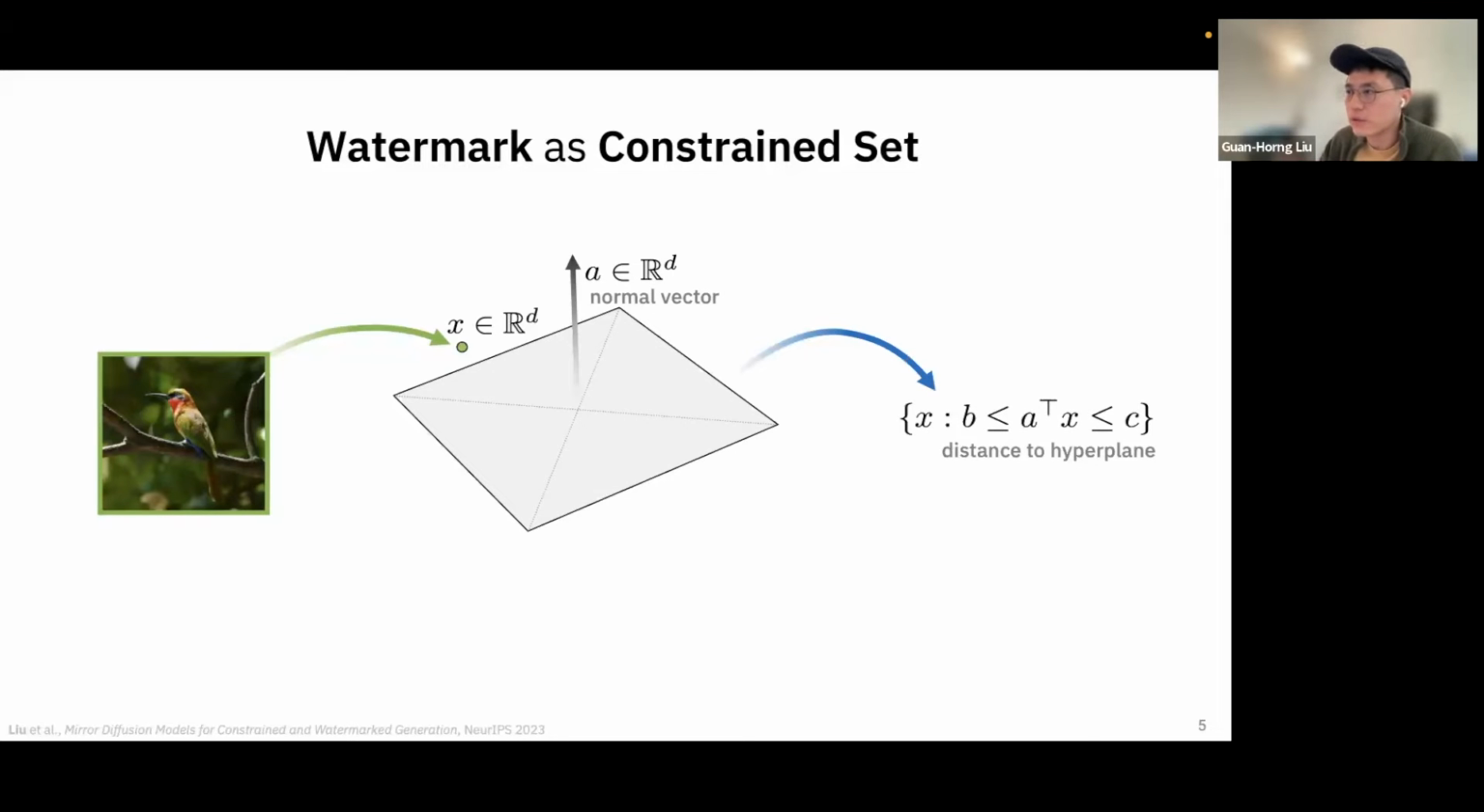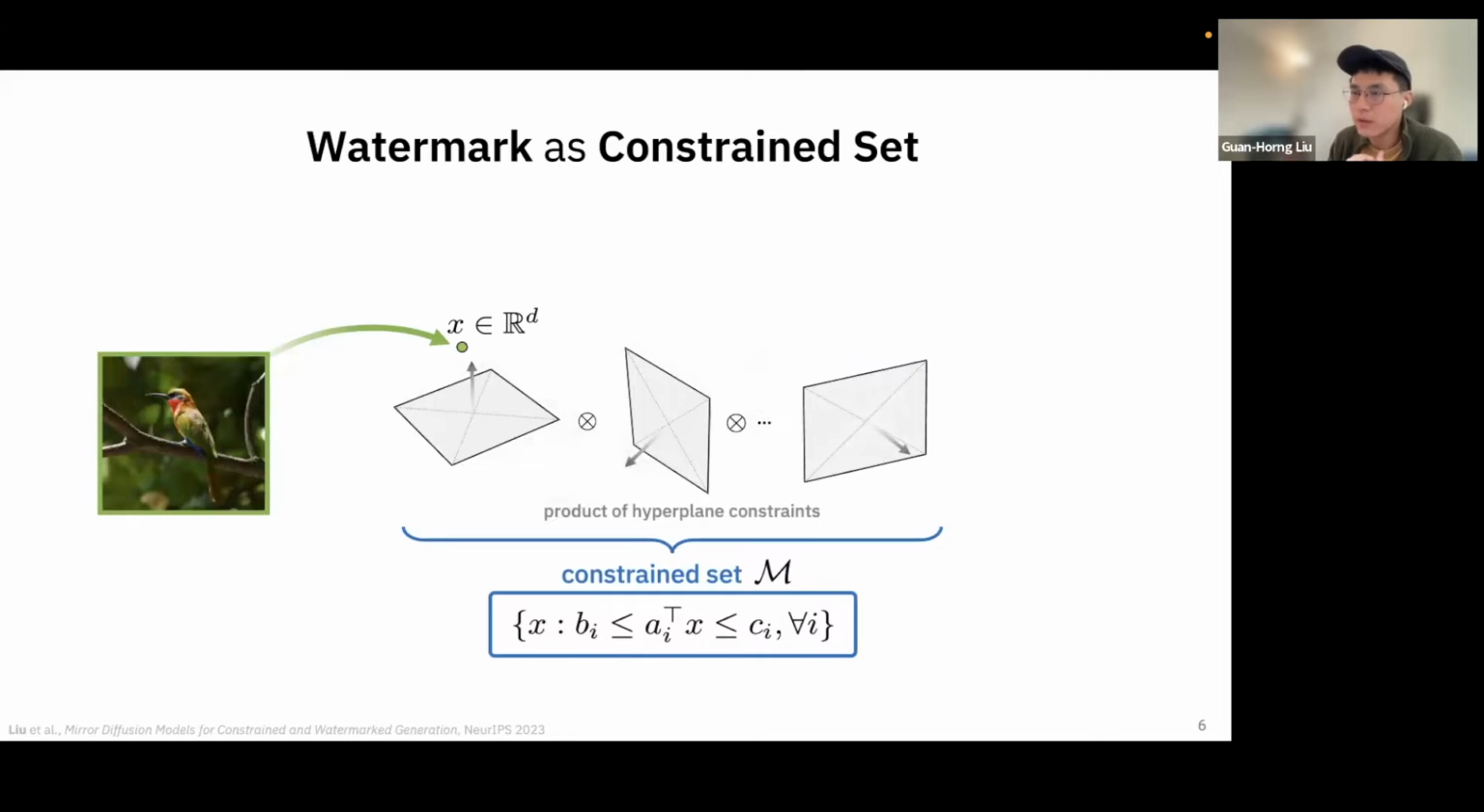And with that, we can define a hyperplane constraint as a set of inequalities, which basically constrain the unnormalized distance to the hyperplane to be within the interval that is lower bounded by the variable b and upper bounded by the variable c. And this hyperplane constraint is the basic element to formulate our watermark constraint set. Because in practice, we will consider a product of hyperplane constraints, and each of them has its own normal vector a_i and the distance interval denoted by b_i and c_i. And so this is the constraint set that we will use to define the watermark.